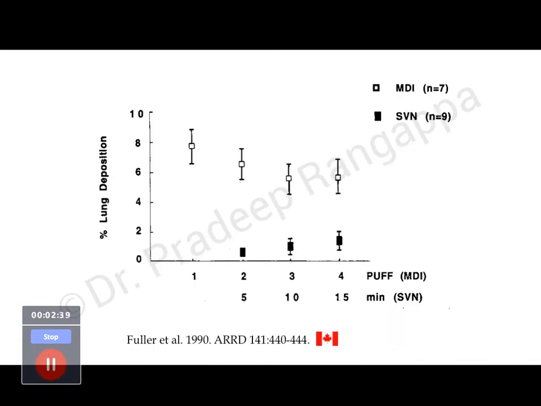Then things have evolved. This was the study which came from a Canadian group comparing metered dose inhaler and jet nebulization. As you see, the metered dose inhaler is the white ones. The lung deposition was much better with the metered dose inhaler as compared to the jet nebulization or Venturi nebulization. As you see, the deposition is way less. This was a Canadian study by Fuller et al., which came in 1990 after the McIntyre study, showing that the metered dose inhaler may be superior.